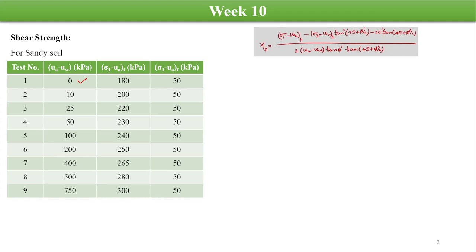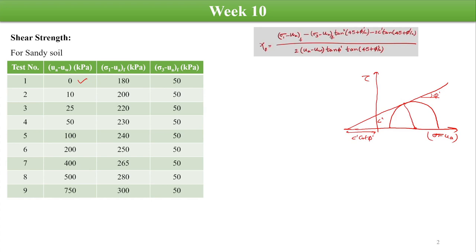So if we look at the Mohr circle, this axis is sigma minus u_a and this axis is tau. The intercept here will be, let's say, c dash. This will be nothing but c dash cot phi dash, if this is phi dash.